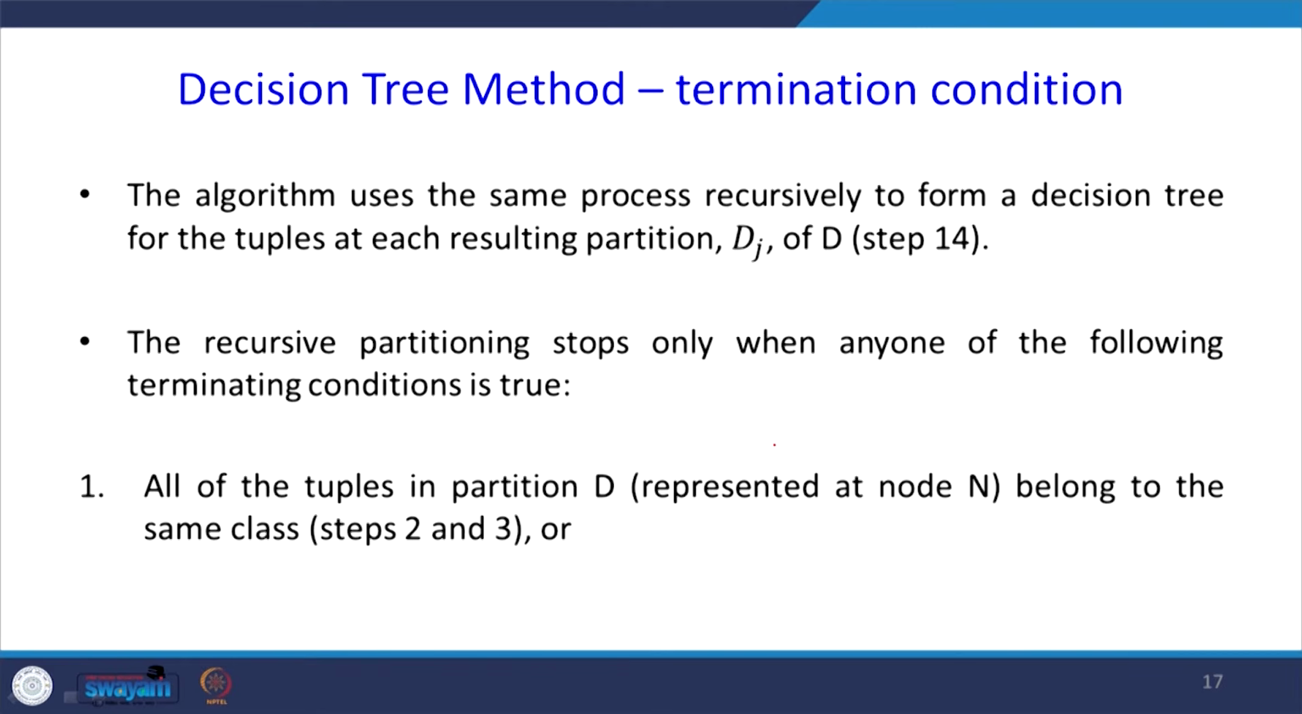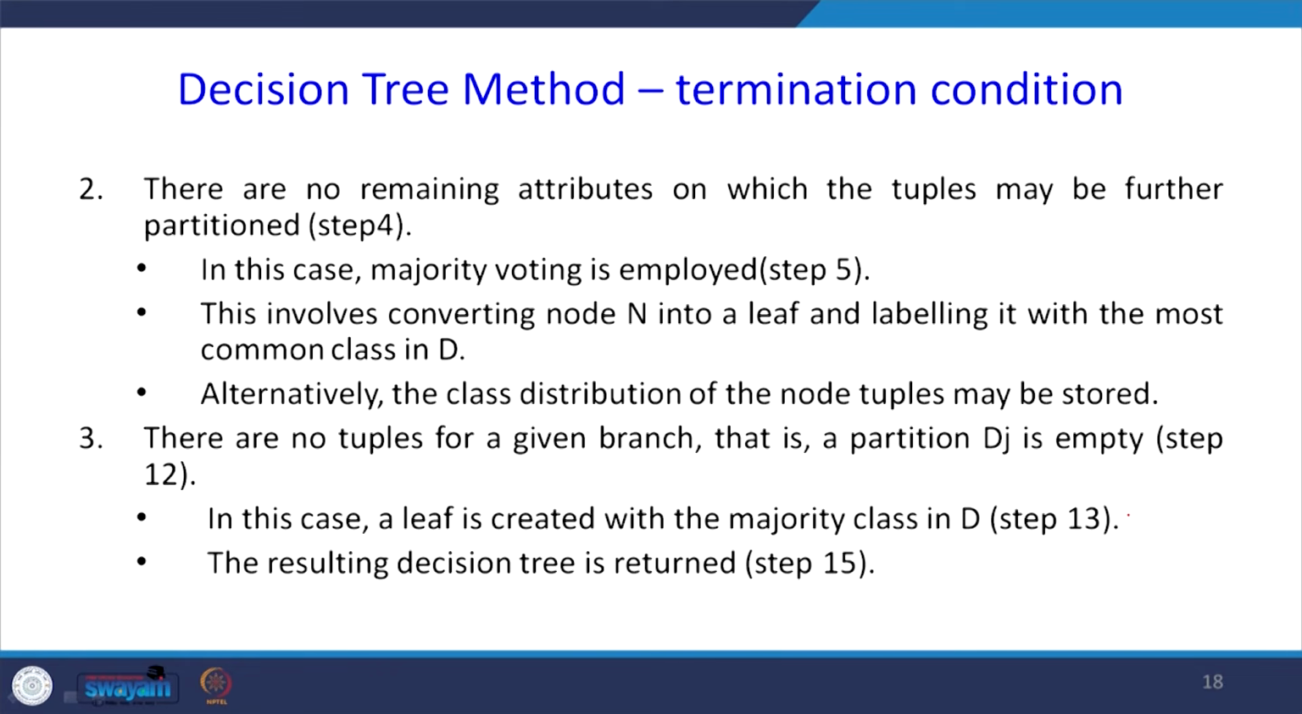The algorithm uses the same process recursively to form a decision tree for the tuples at each resulting partition Dj of D. What does recursion mean? If one attribute is over, that is repeated for the second attribute and third attribute, up to all the attributes being exhausted. The recursive partitioning stops only when one of the following terminating conditions is true. The first condition is all of the tuples in partition D represented at node n belong to the same class. That is what we said in steps 2 and 3. Or there are no remaining attributes on which the tuples may be further partitioned, that is explained in step 4.